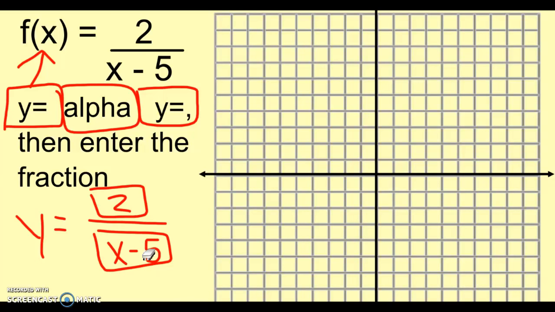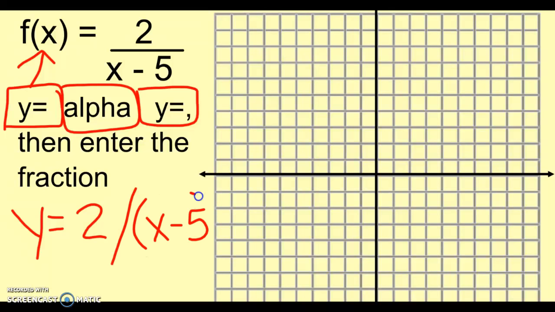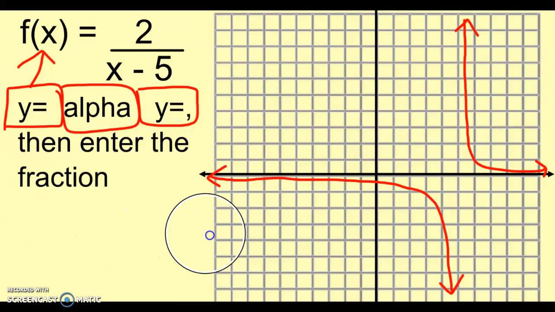Now, if you don't have a new calculator, you're going to have to press y equals, put the 2 in, then press the division sign, and then put in parentheses x minus 5. You have to keep your denominator together. All right, I'm going to go ahead and graph it. I'll give you a minute to do that. Okay, so if you look at your graph, it does look like this, and that's okay. That's what it's supposed to look like.